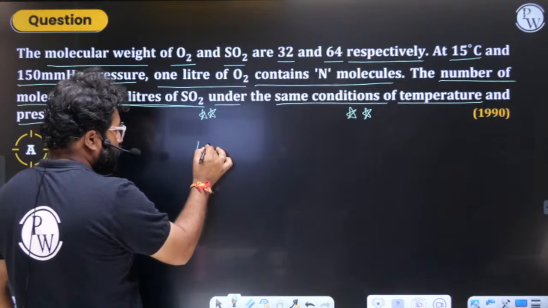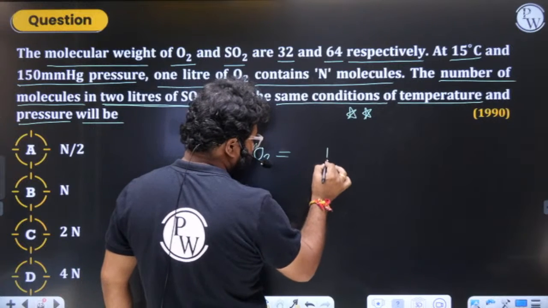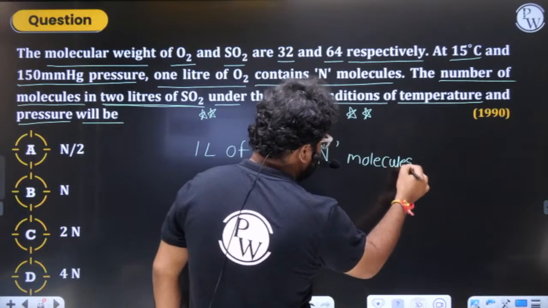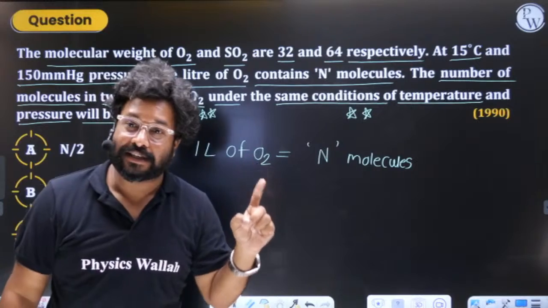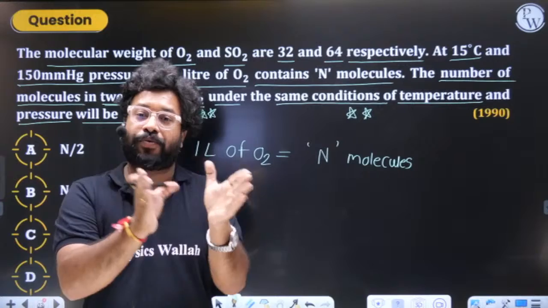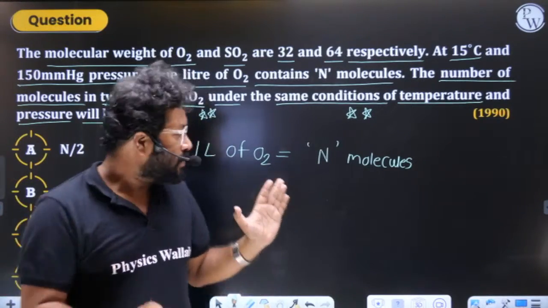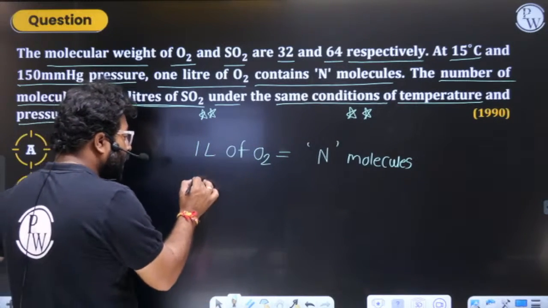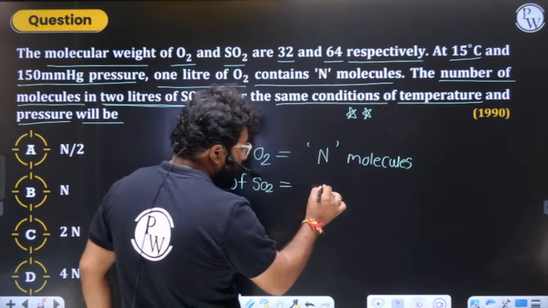1 liter of O2, it contains how many molecules? It contains n molecules. Now I told you to pay attention to the conditions. If the conditions are same, then the volume of 2 or more gases are going to contain the same number of molecules. So if you are having 1 liter of O2, it contains n molecules, and if you are having 1 liter of SO2, it would also contain n molecules.